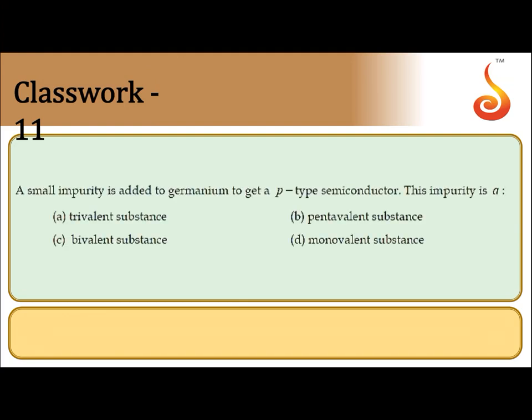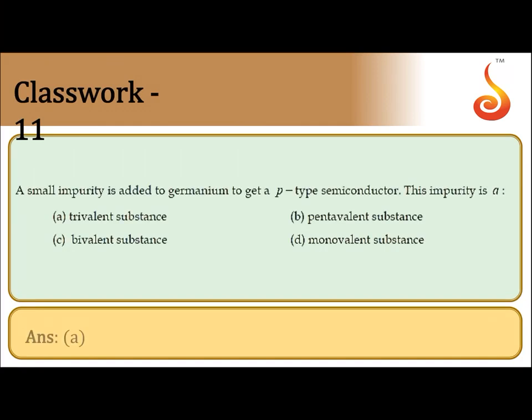Yes. Moving further, a small impurity is added to germanium to get p-type semiconductor. Then impurity is: trivalent, pentavalent, bivalent, monovalent. So in order to get p-type semiconductor, we should add trivalent substance. So it should be option A.